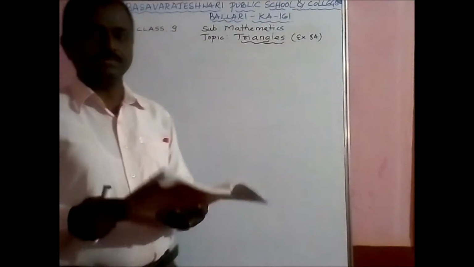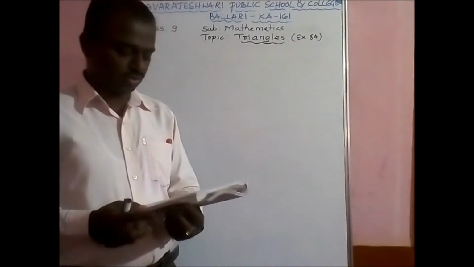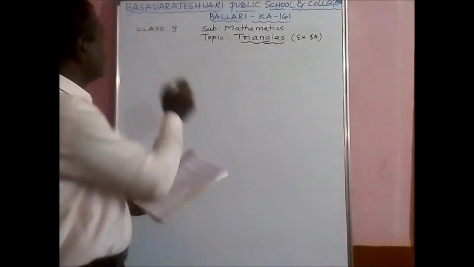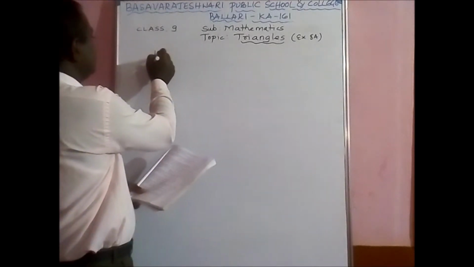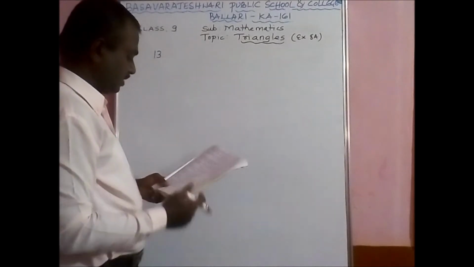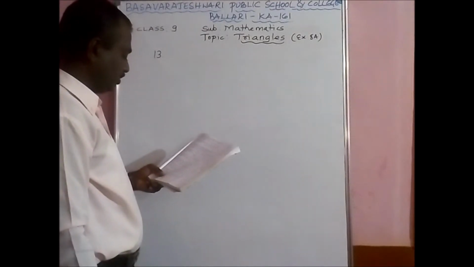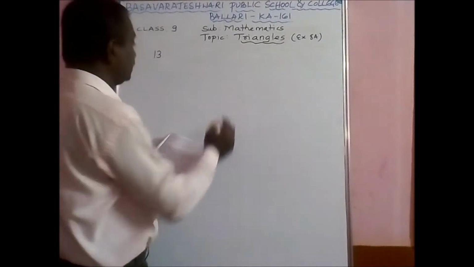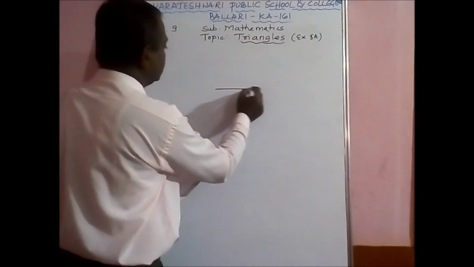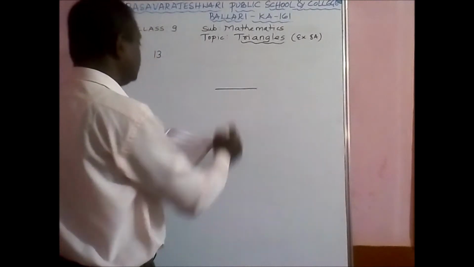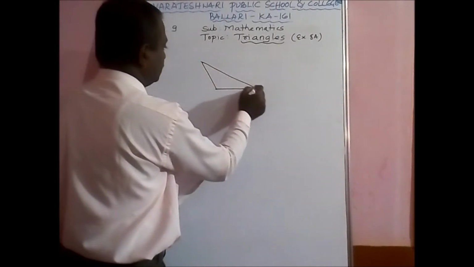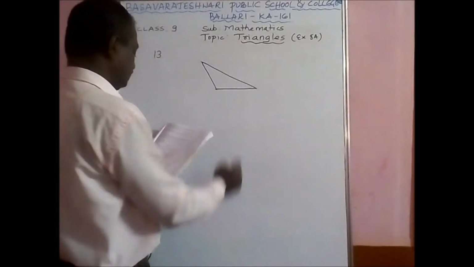So in this session, we will continue with question number 13. What does question number 13 say? It says in the given figure, AY is perpendicular to ZY. First I will draw the figure.